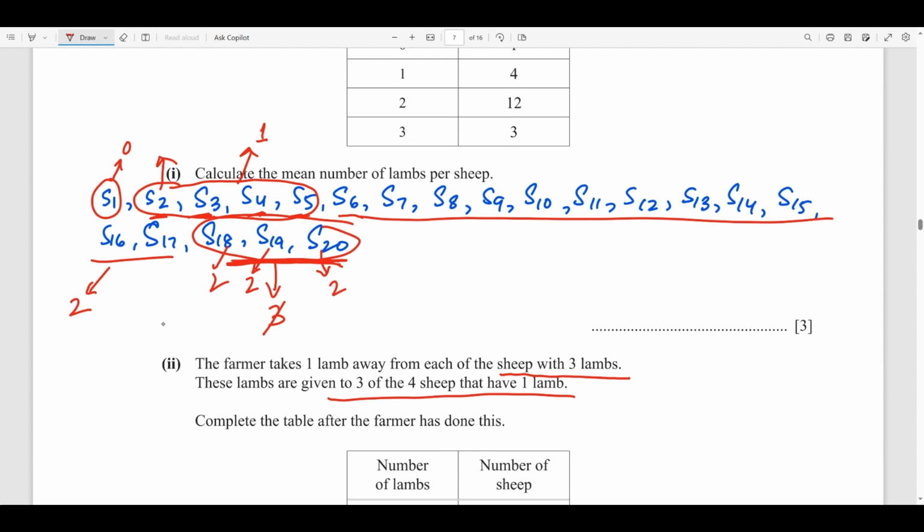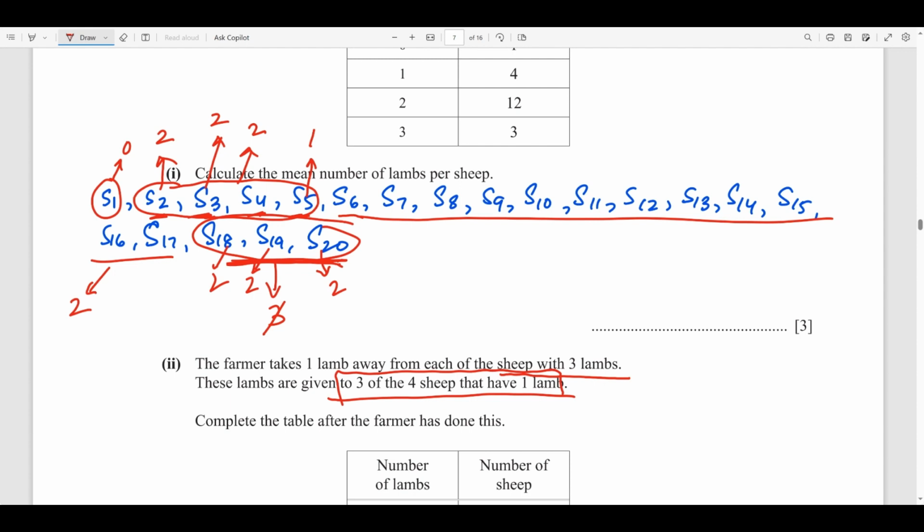Which means sheep two, first it had one, now it had one more, so let's say it got two. S3 has got two, like previously it had one and one more is given to it, so two it has right now. S4 also has two, and let's say that S5, like sheep 5, is the fourth sheep which had previously one lamb, and it has not been given an extra lamb, because it says only three of the four sheep have been given. So maybe this is the unfortunate sheep that did not get the lamb, right?